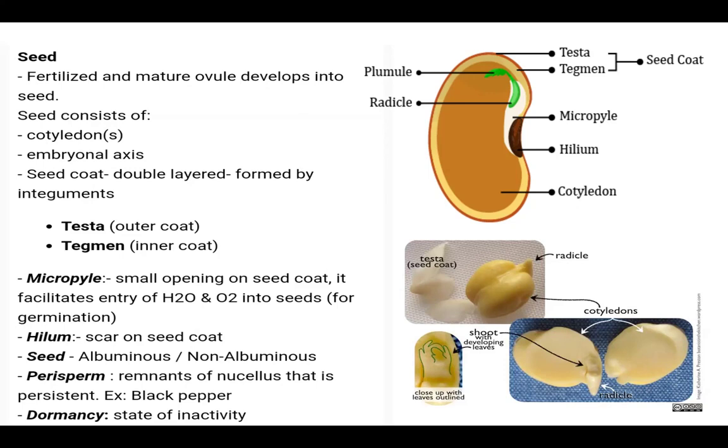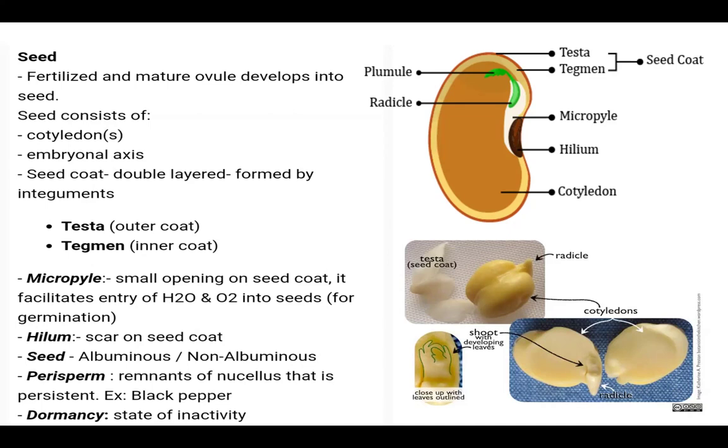Below that, there is a small scar on the seed coat, which is the hilum. It's a small scar, like a small hole, that you will see. That is the hilum. And then you have the seed, which may be albuminous or non-albuminous. Then we have a perisperm, which is the remnant of the nucellus. That is in black pepper. In this, you will have some amount of nucellus which is already present.